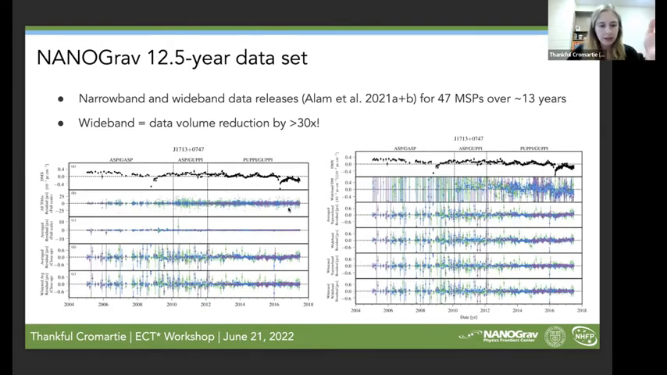Okay, so this is what the data actually look like. Don't worry about the details too much here. I chose 1713 because it has all these interesting changes in DM and pulse profile variation and all kinds of very complicated things going on with it. But the idea is just that the 12.5-year data set represents a very large amount of pulsar timing data, and this is for 47 pulsars. This is only a single pulsar. And you can see, we do this dispersion measure modeling, we call it DMX. This is sort of a piecewise DM measurement model.